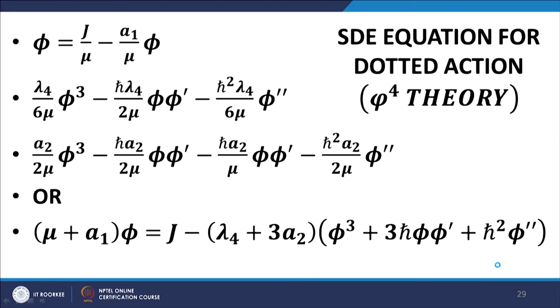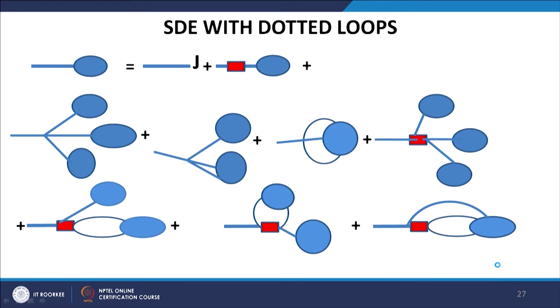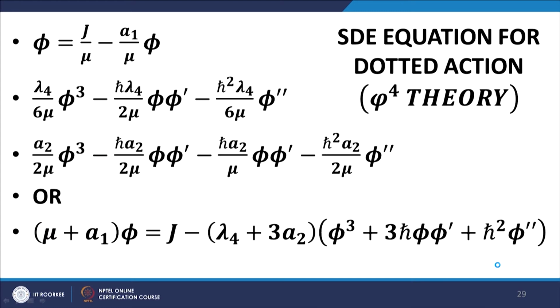The second diagram, if you note, is evaluated as minus a1 upon mu into phi. This part is phi, this loop is phi, the box here is minus a1 and we have one line. So, we have 1 upon mu. So, 1 upon mu a1 into phi, and that is the way the evaluation is done for all the other diagrams here. And this whole equation can be written in a simplified manner in the second equation that is given at the bottom of your slide.